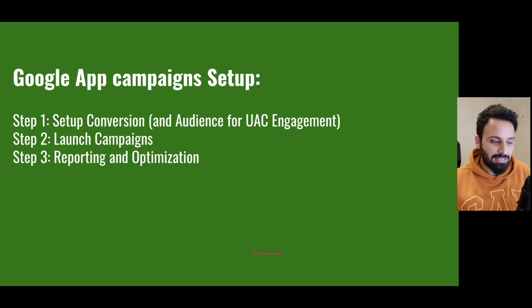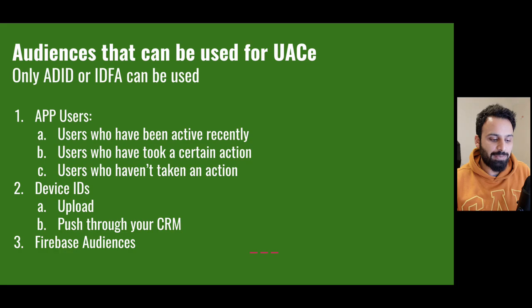Now, there is something you need to remember about engagement campaigns: there are only 3 types of audiences you can create in an engagement campaign. The first rule is, in an engagement campaign, you can only target audiences which are linked to device IDs, either Android device IDs, which is ADID, or IDFA, which is the identifier for Apple devices. The 3 types of audiences you can target in engagement campaigns: first is app users, your app users.